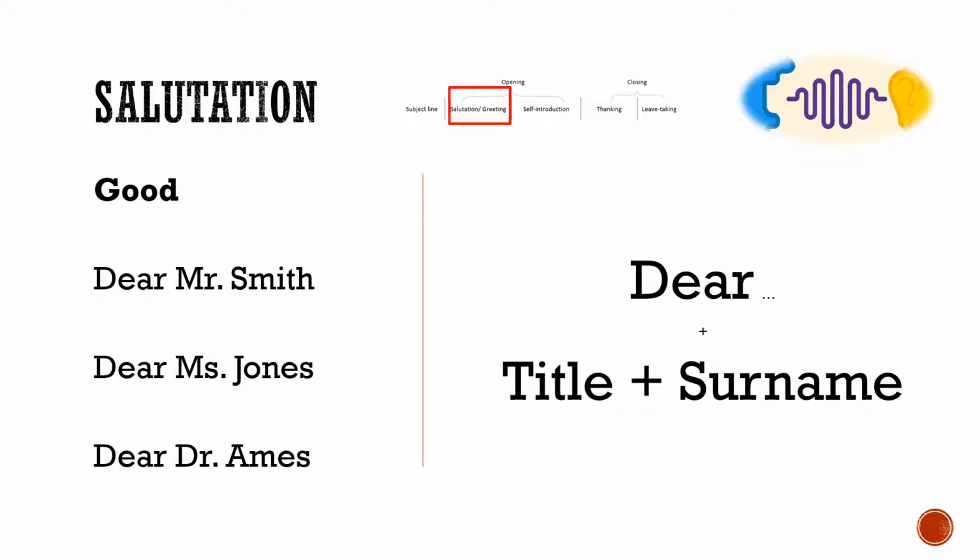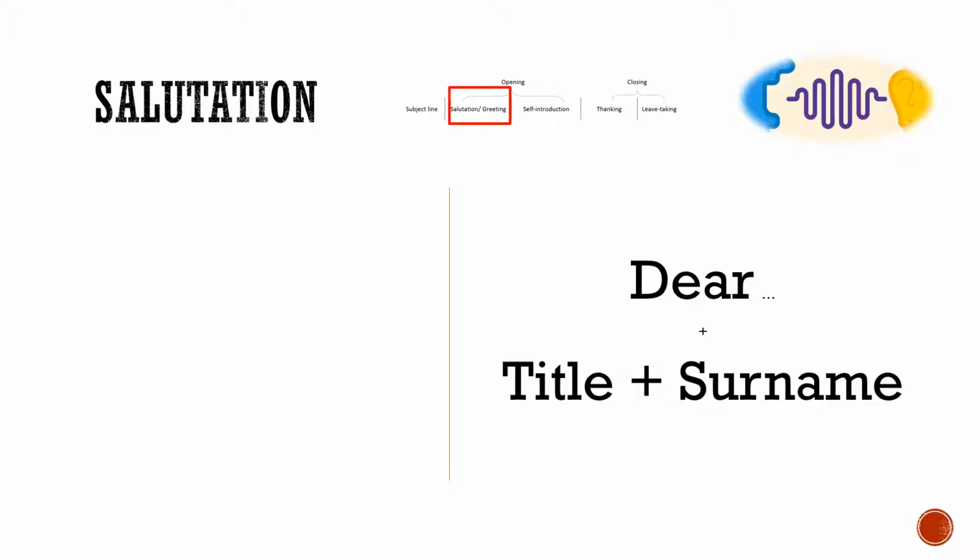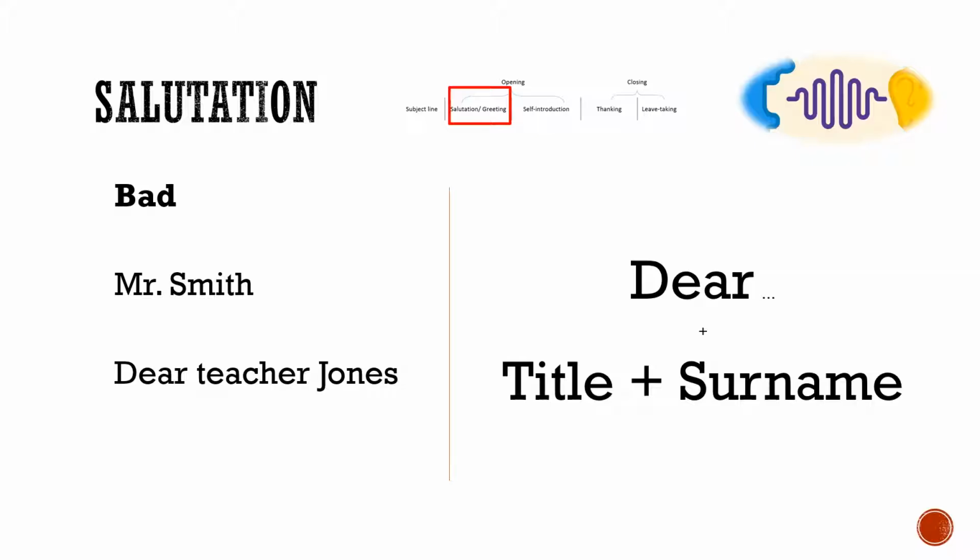Let's have a look at some bad examples. Mr. Smith, we're missing a word here. Dear Teacher Jones, teacher is not a title. Dear Dr. John, where John is a first name. These are all bad examples, and these don't work in English. These are not polite, these are not standard salutations.